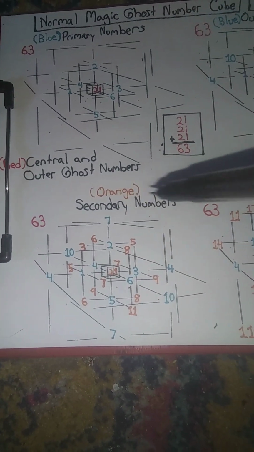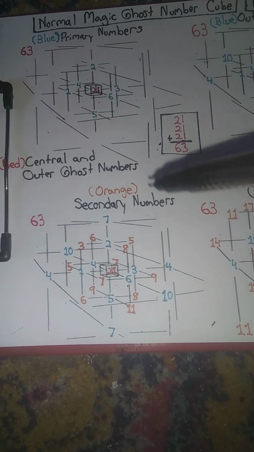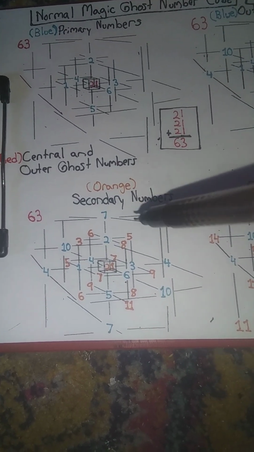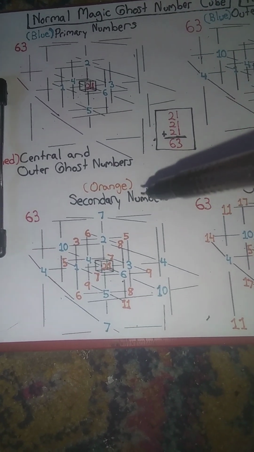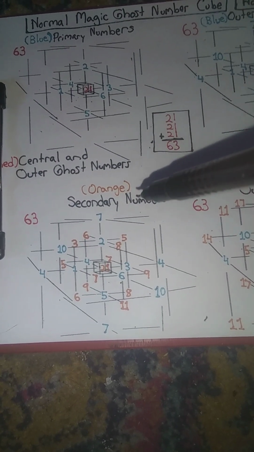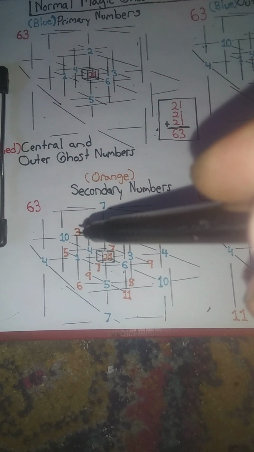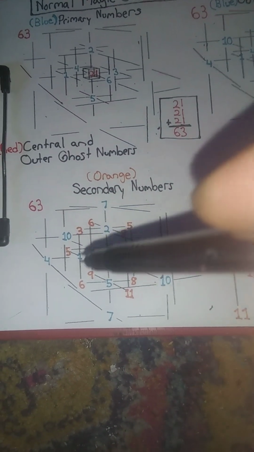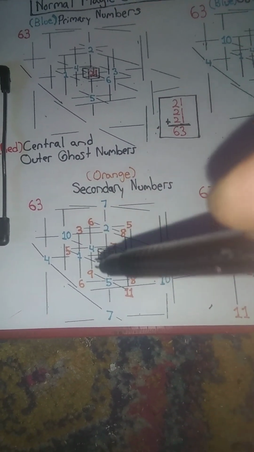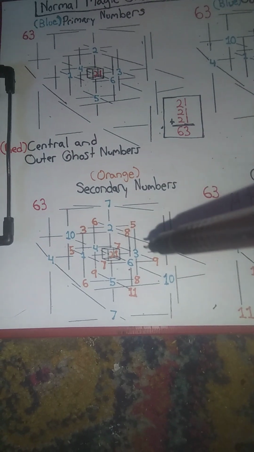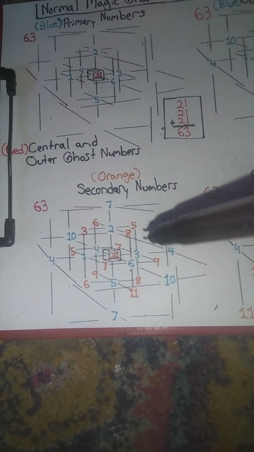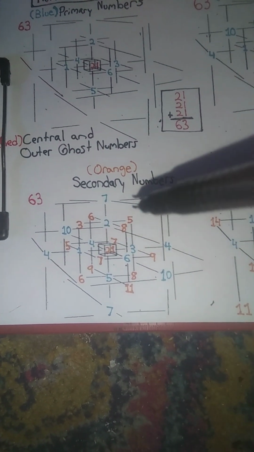Then you do the secondary numbers. So I should have written secondary inner numbers. Secondary numbers. Okay, that sounds right. And I label these in orange. And all you do is, in this case, add up to the corners of the inner cube the primary numbers. That's all you do here.